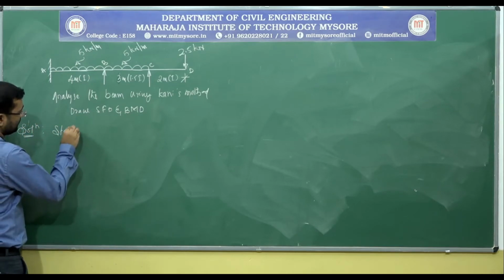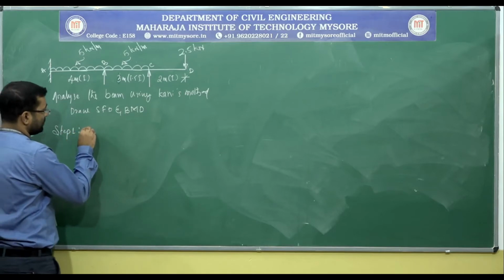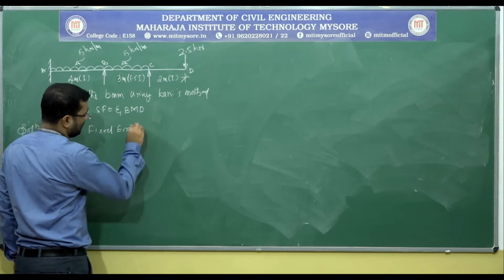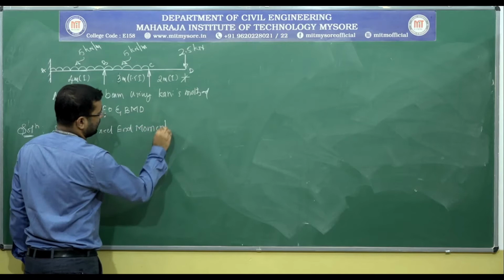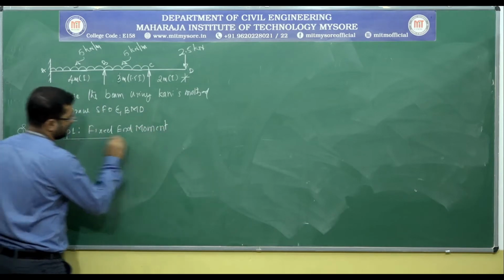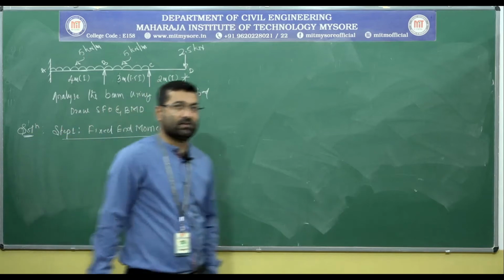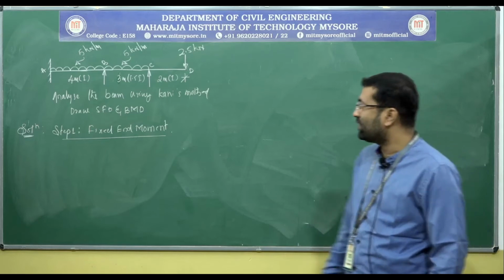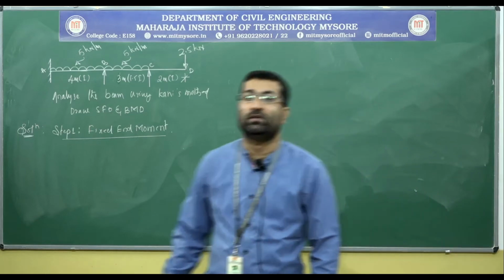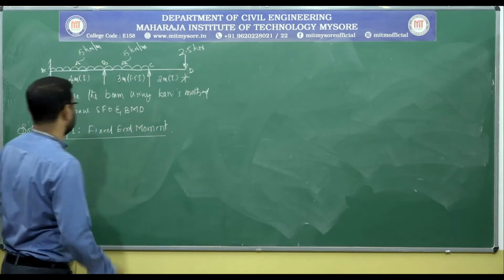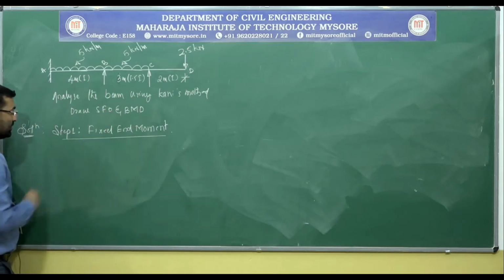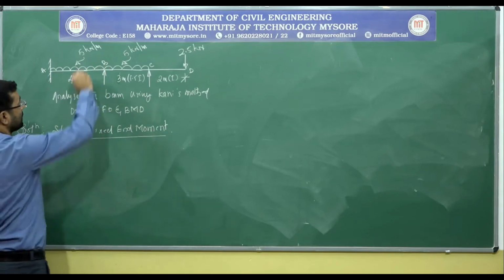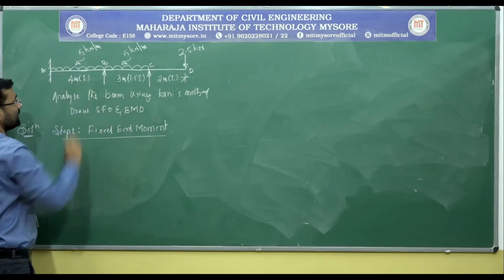Step number 1 in Kani's method is, as usual, the fixed end moments. In all the 3 modules which we have come across, step number 1 is common, that is estimating the fixed end moments. I hope at this point you are well aware of how exactly we calculate the fixed end moments. For span AB, we have a UDL of magnitude 5 kilonewton, and the span is 4 meter.